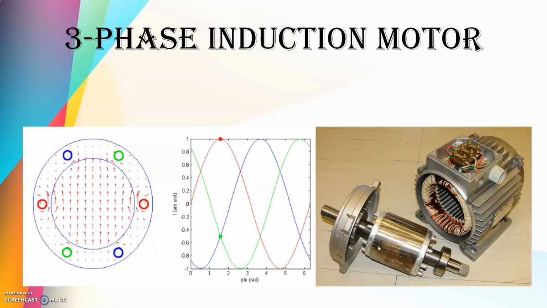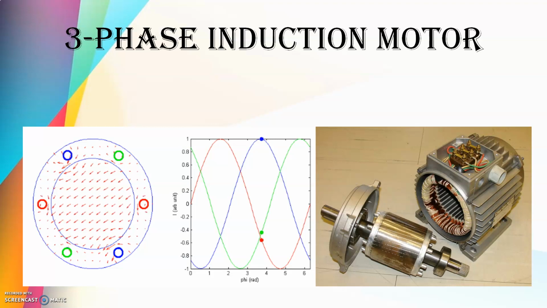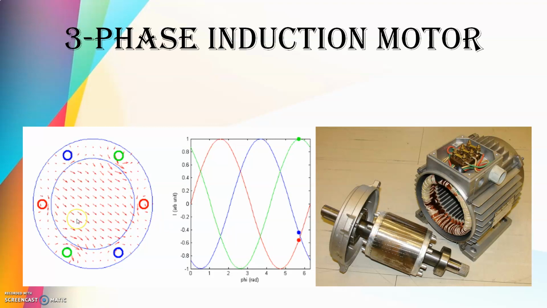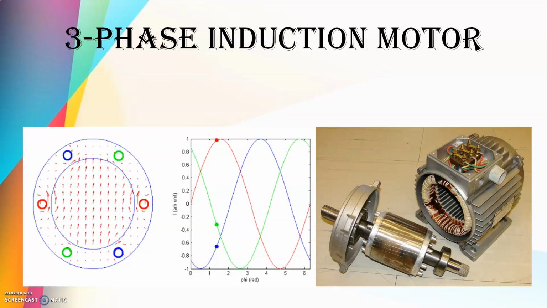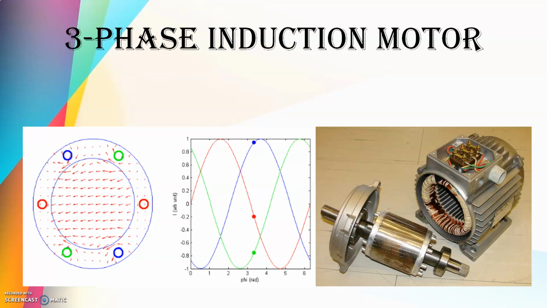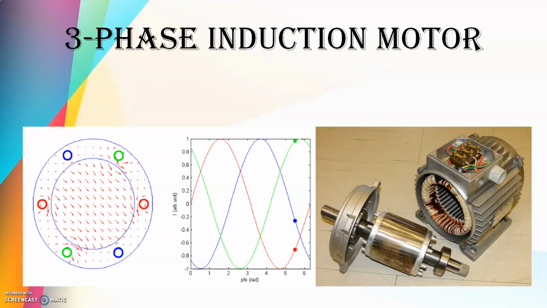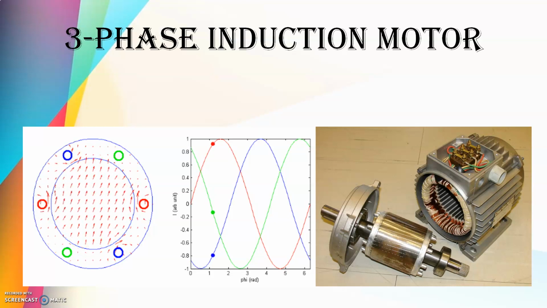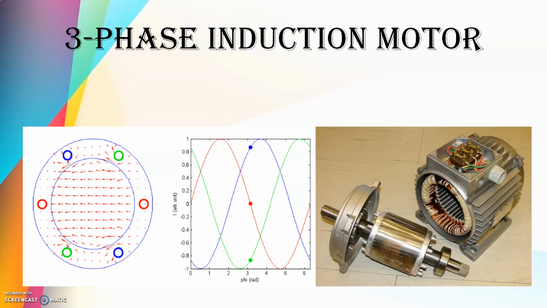And according to Lenz's law, this current will try to oppose the cause, and in this case the cause is the rotating magnetic field in the stator. So the rotor also will try to rotate in the same direction as that of the rotating magnetic field, and it will try to attain the speed of the rotating magnetic field, which is known as the synchronous speed. So this will also try to rotate at the synchronous speed, but the rotor will never reach the synchronous speed, which will always run at a speed lesser than the synchronous speed.